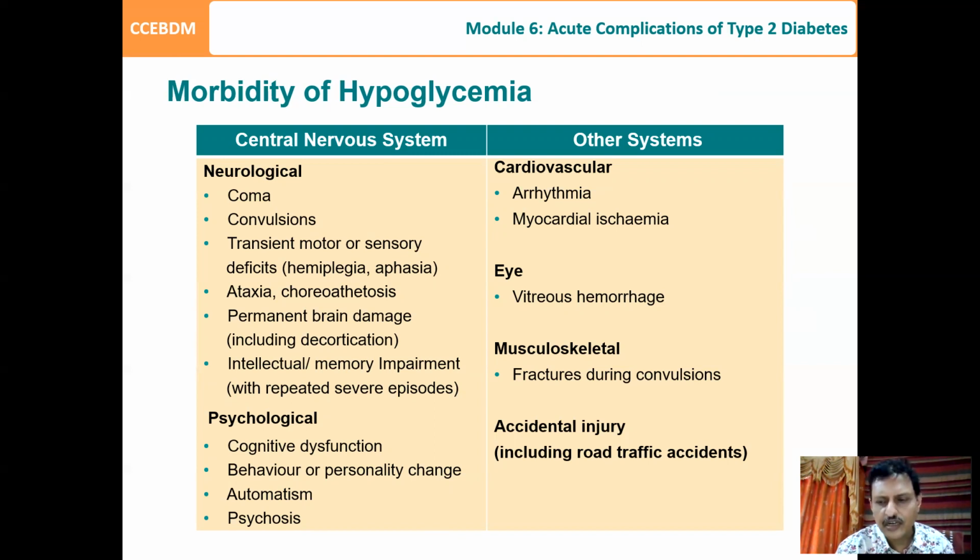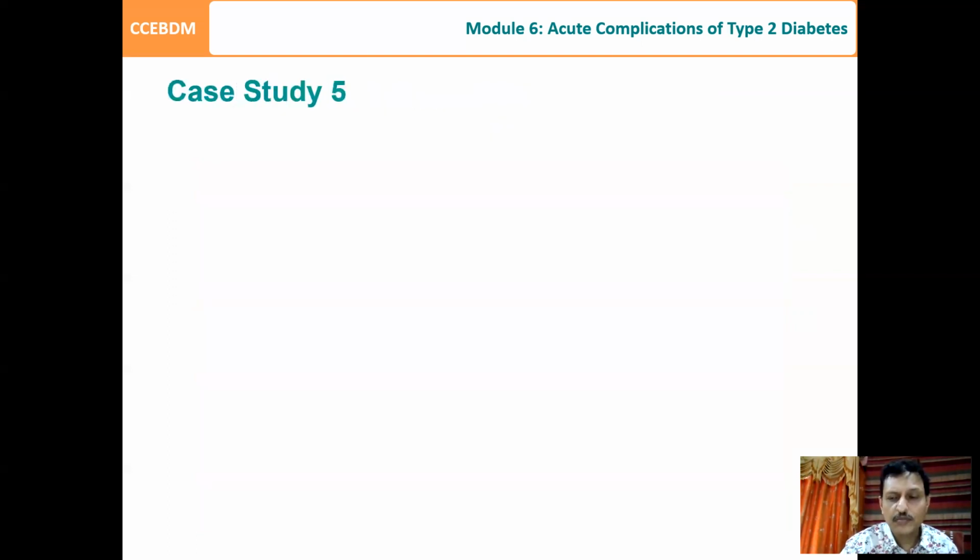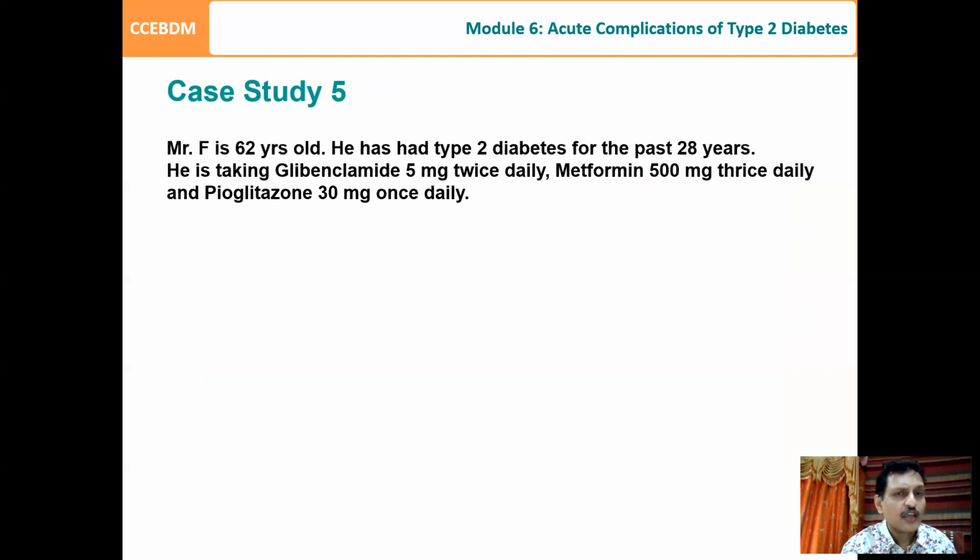to a very tight level. So the possibility of vitreous hemorrhage may be there. There may be a fracture during convulsion, and also the accident, which is a very important issue when the patient has got a hypoglycemia. Now this is Mr.